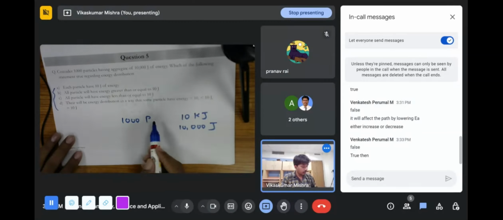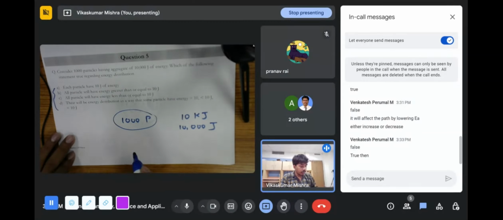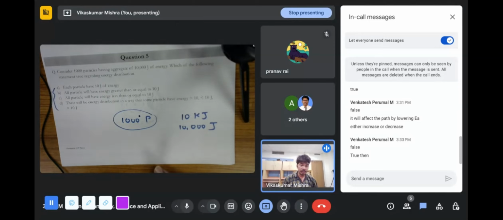Can we say that we have 1,000 particles, and in reality each particle will have the same energy? See, even in a gas, they keep on colliding with each other. On an average, we can say this particular gas has, let us say, 1 kilojoule of energy. But among that, there will be a particle which will have even higher energy. It might be possible that some will have lower energy compared to the average value, right?